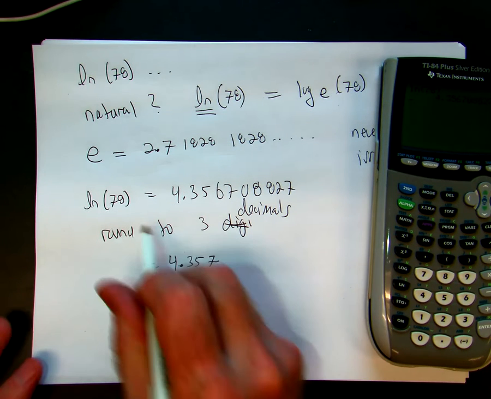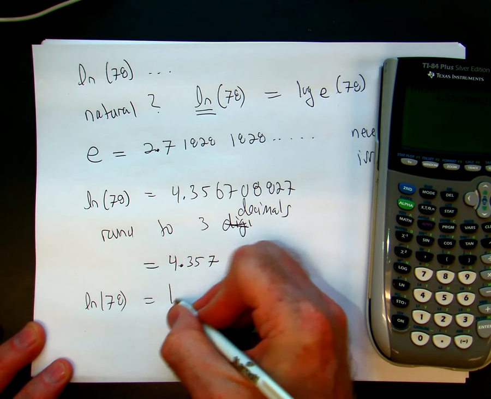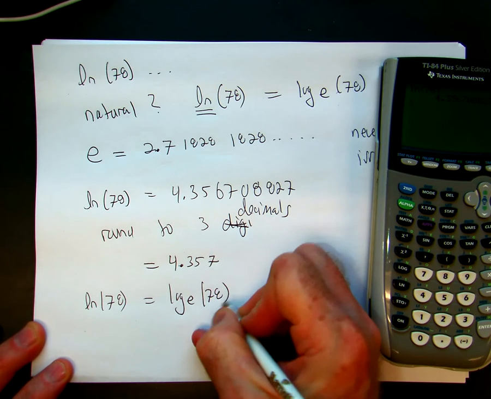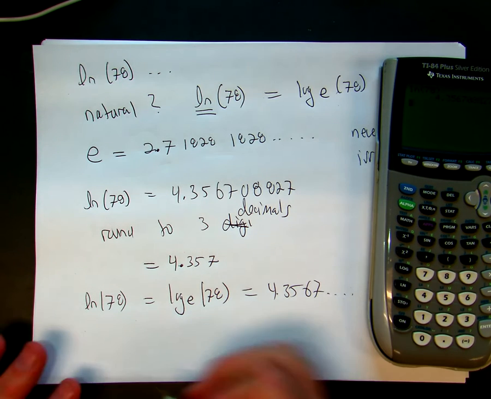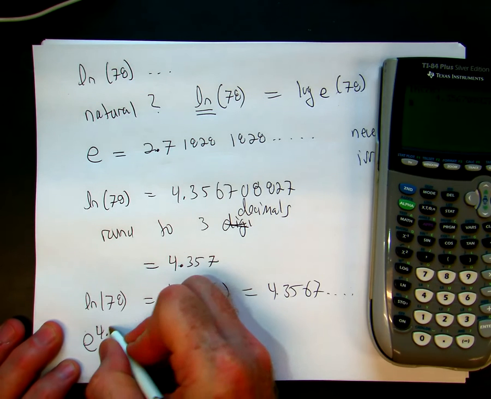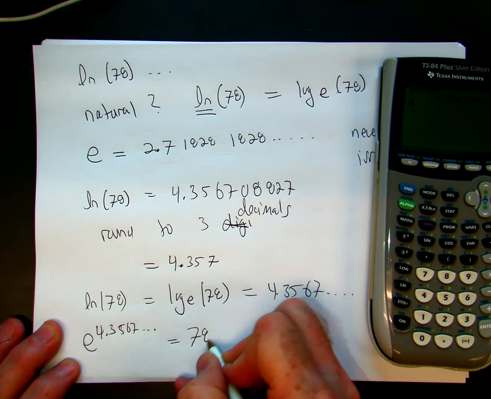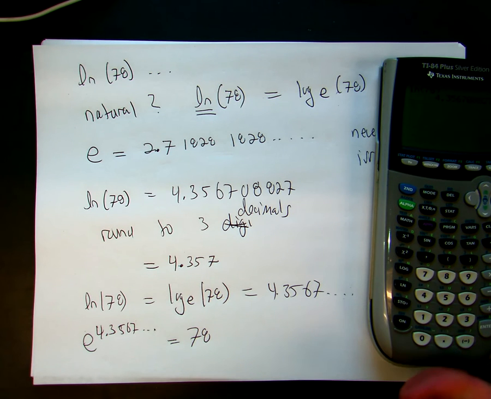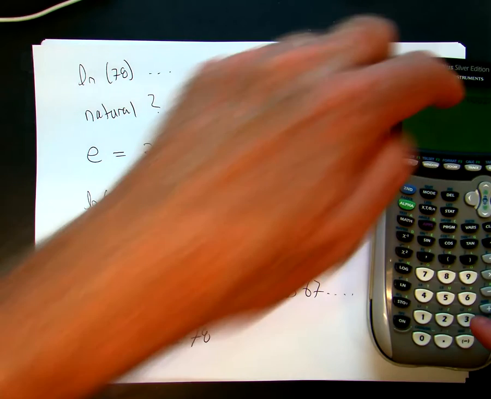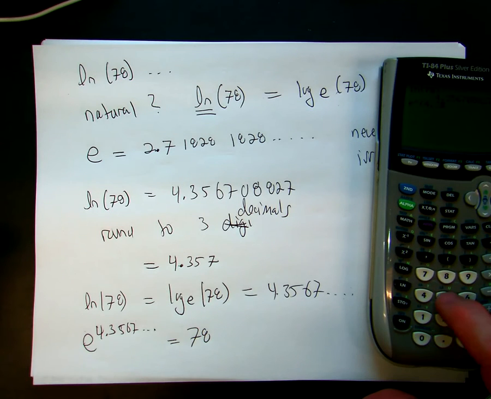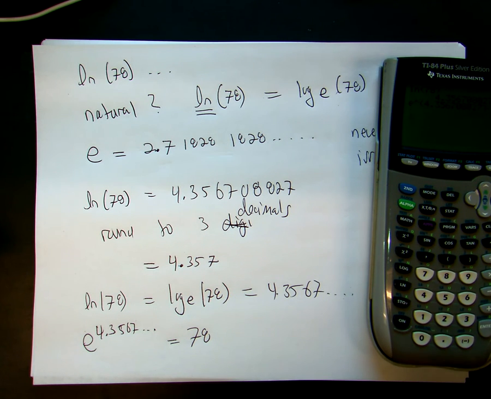So, what does this mean? Well, first of all, the log of 78 is the log base E of 78, and this is equal to 4.3567... And what that means is that E to this number is going to be equal to 78. So we'll see how that works out. So, where's my E key? Right here. Second E, it's above the natural log, and I'm going to just copy that number, hopefully correctly. And I plug that in, and I get 78.002.